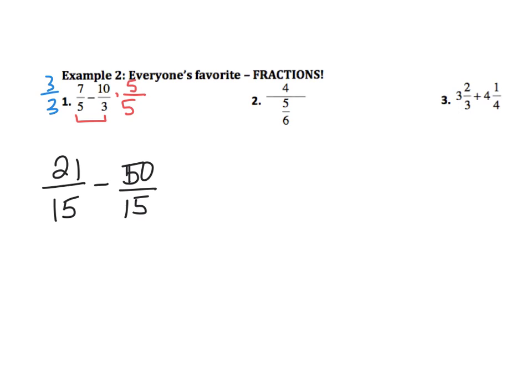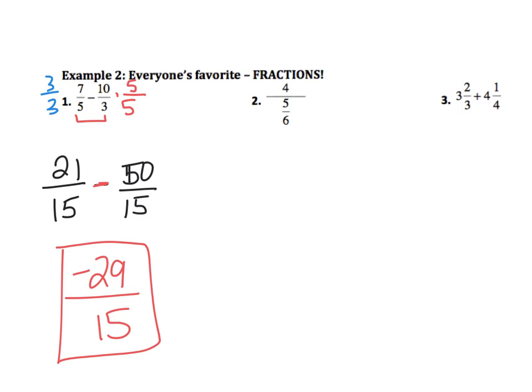Now that I have common denominators, you're just going to subtract the tops because it tells me to subtract. So I got 21 minus 50, which is negative 29. Denominator doesn't change, so you got 15. Okay, reduce if you can.